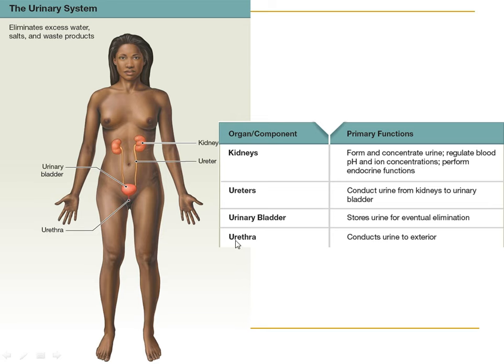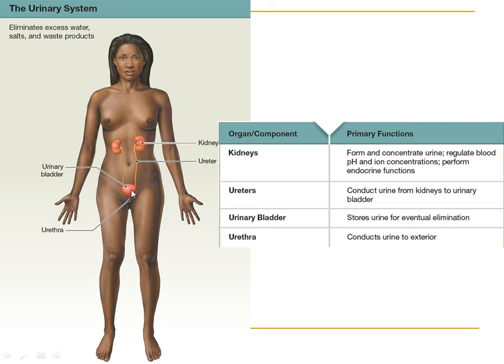So all these organs compile to form the urinary system. The kidney, as a urinary organ, filters the blood and forms the urine, through which it regulates the blood pH and ionic concentration. And as I told, it has an endocrine function, as it produces erythropoietin. The next one is the ureter, which transports the urine from the kidney to the bladder for its temporary storage.